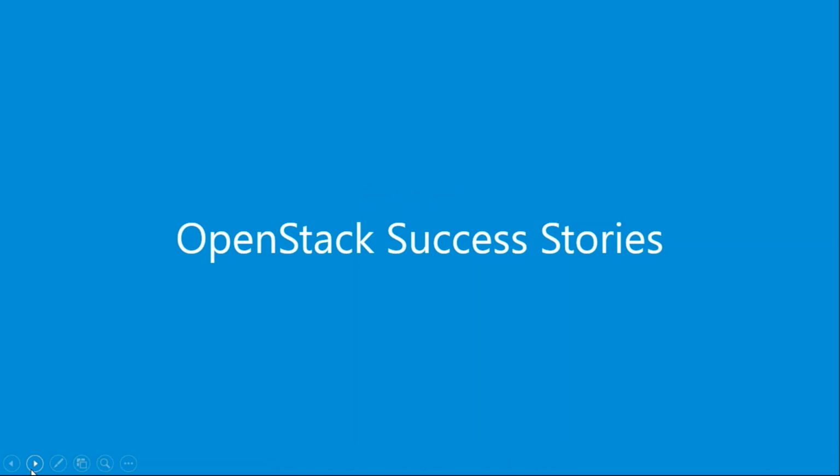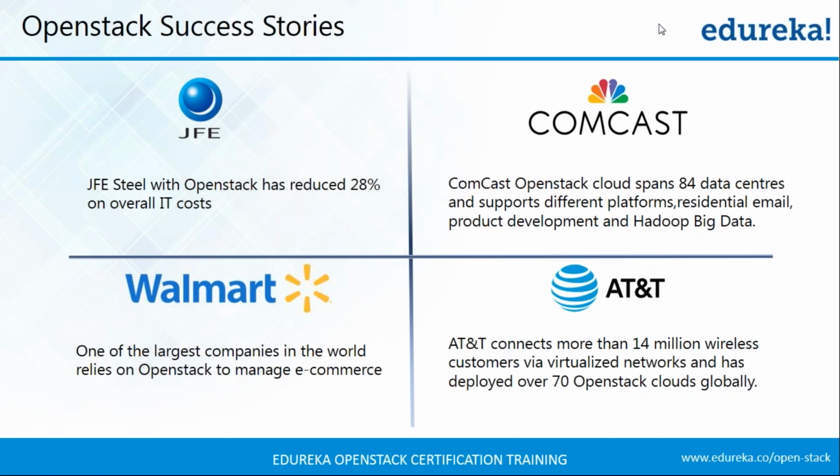Now let us take a look at the OpenStack success stories, how people have used OpenStack and how they have benefited from it. You have 4 companies. JFE Steel, one of the largest steel companies in the world, has reduced overall IT costs by 28% with OpenStack. Comcast's OpenStack cloud spans 84 data centers and supports different platforms: residential email, product development, and Hadoop big data. Walmart, one of the largest companies in the world, relies on OpenStack to manage e-commerce. AT&T connects more than 14 million wireless customers via virtualized networks and has deployed over 70 OpenStack clouds globally. These companies have earned huge success with OpenStack.